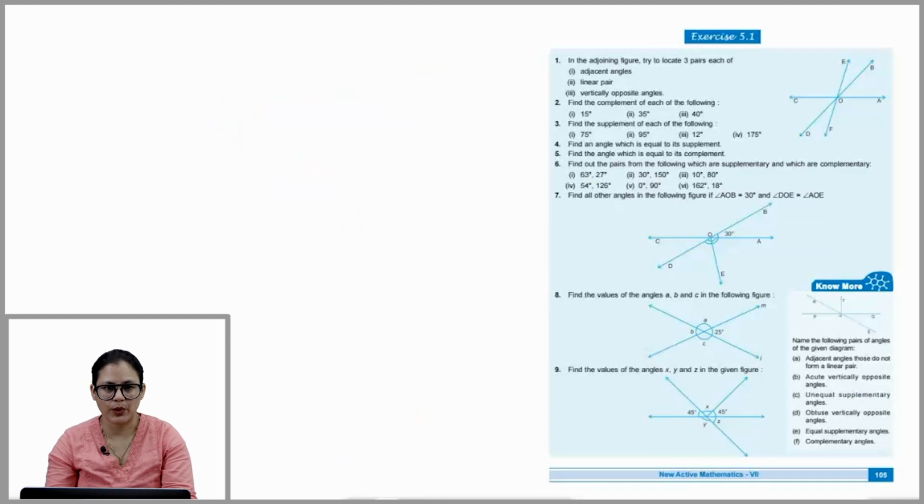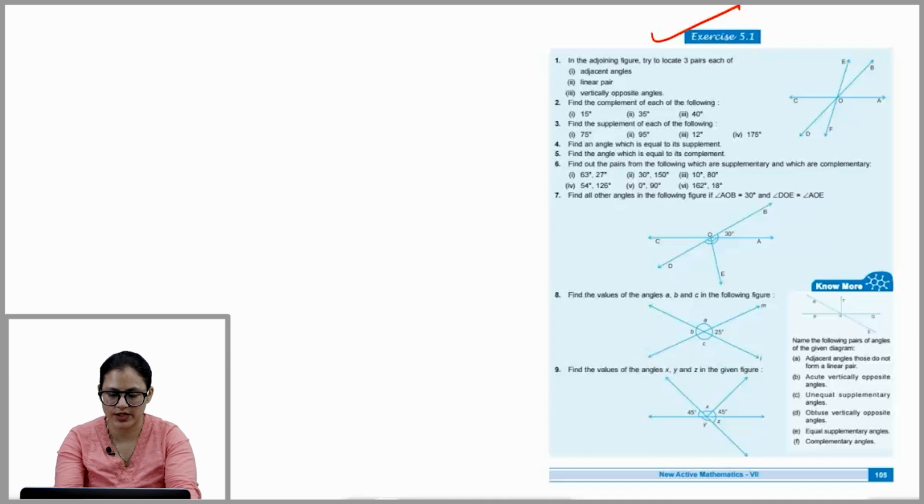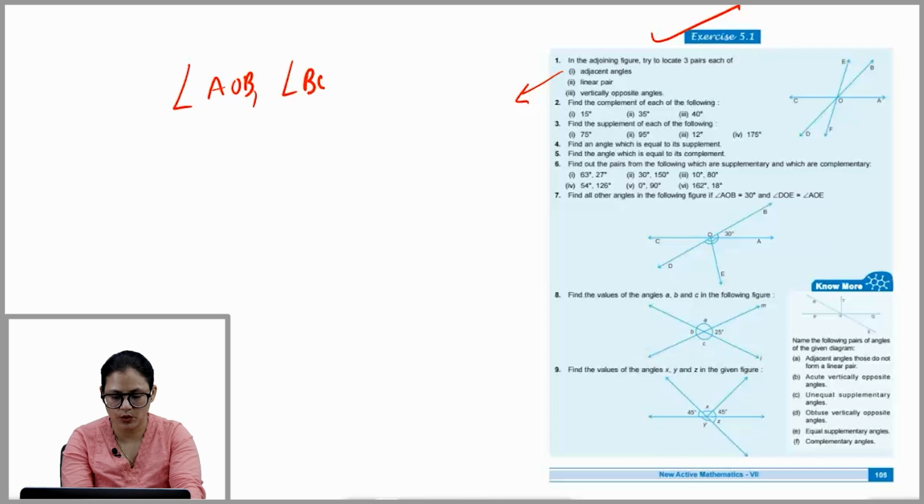Let's do exercise 5.1. In the adjoining figures, try to locate 3 pairs of each: adjacent angles, linear pair, and vertically opposite angles. Okay, so adjacent angles. I will write only one pair. Angle AOB and angle BOE. Common vertex is O and common arm is OB. So you will write 3 more pairs.